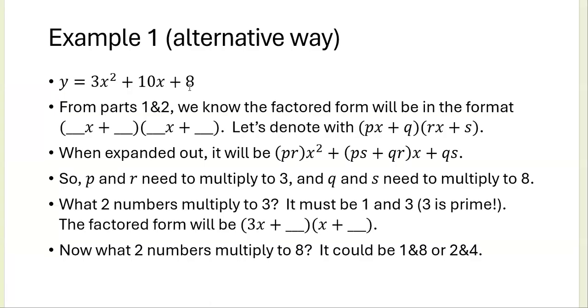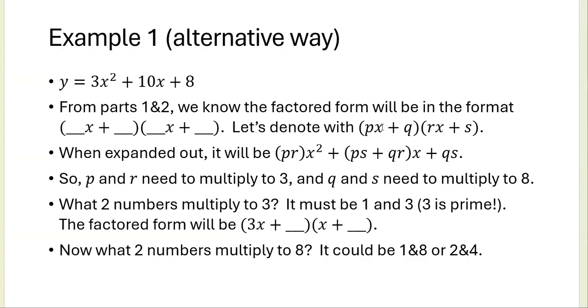Remember the sign things that I went over in parts 1 and 2, the format, if it's plus plus, or plus minus, or minus minus? We can apply that here. Since the two numbers must multiply to a positive number and they add to a positive number, it must be both plus over here. There's no way around it. So in general, let's notate it with some letters: px plus q, rx plus s. If we expand this out, if we FOIL it, we get pr times x squared plus (ps plus qr) times x plus qs.